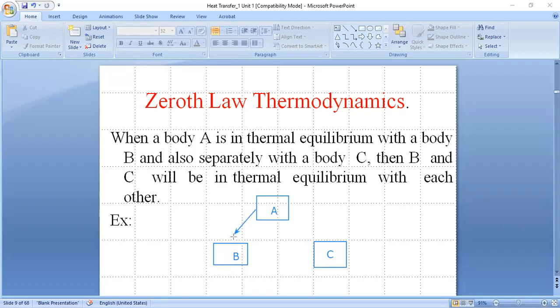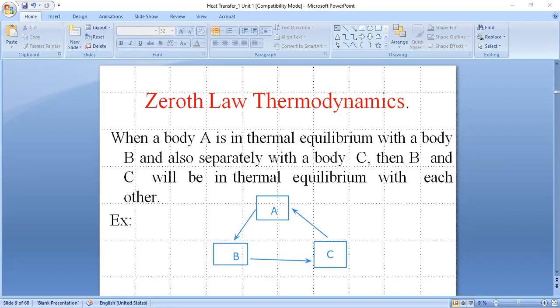First you transfer. See here, body A will be transferred to body B, and body B will be transferred to body C. Again, body C will be transferred to body A. When A is in thermal equilibrium with body B, and also separately with body C, then B and C will be in thermal equilibrium with each other. This is called the zeroth law of thermodynamics.